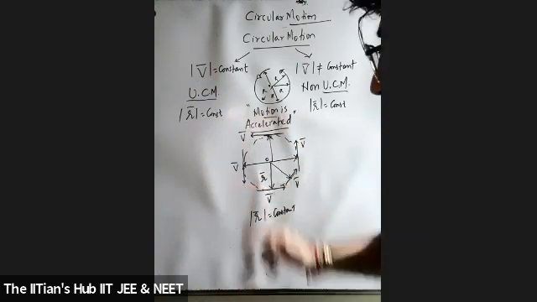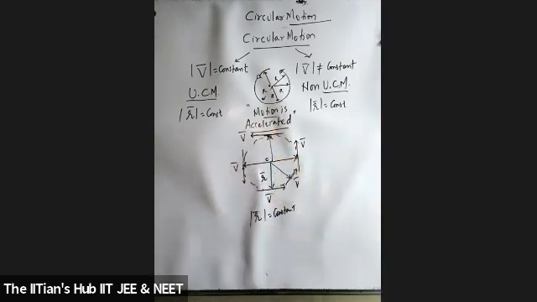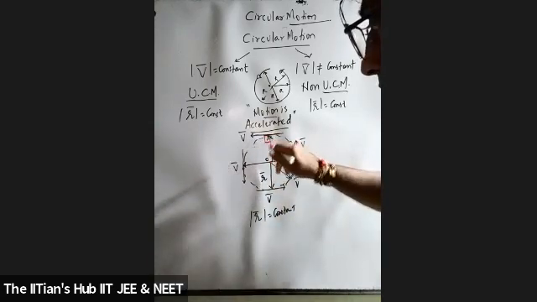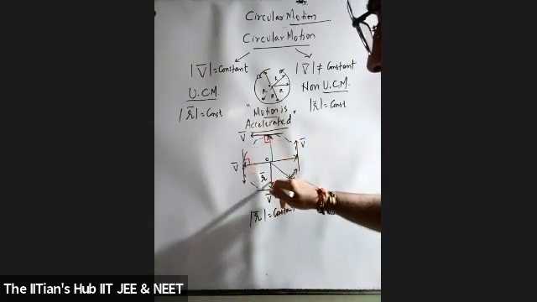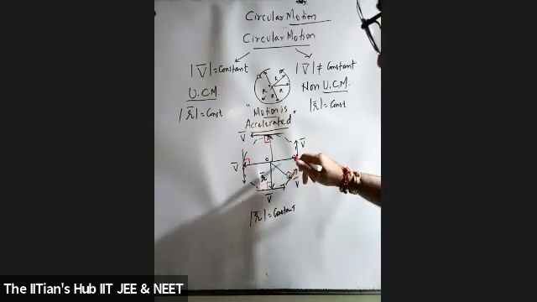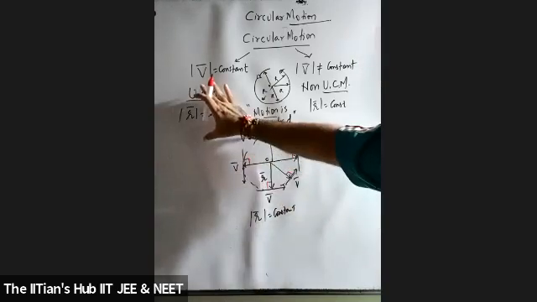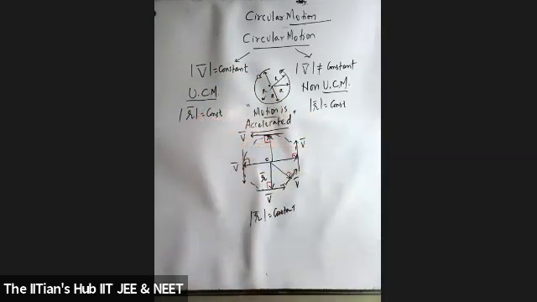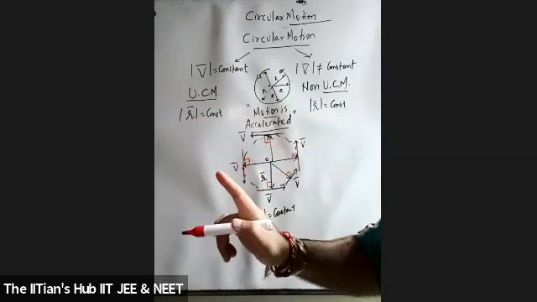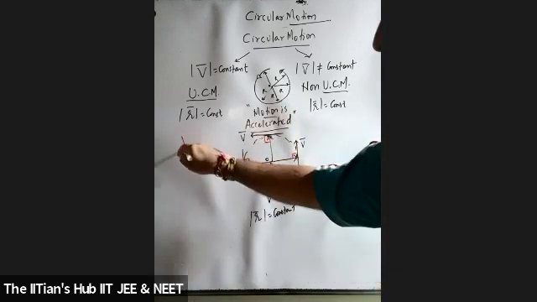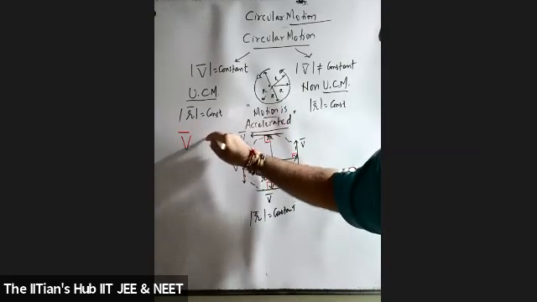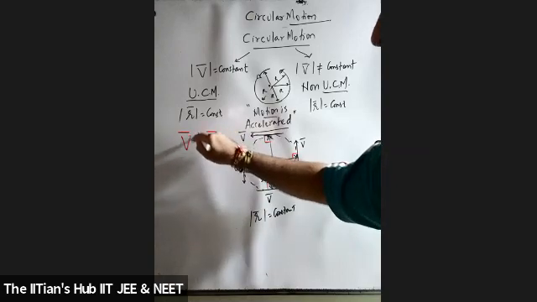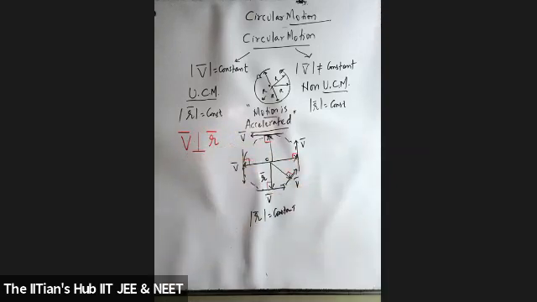Students, at each instant, how are velocity and position vector? Velocity and position vector are mutually perpendicular all the time. So for uniform circular motion, speed remains constant, magnitude of position vector remains constant, but your tangential velocity and position vector are mutually perpendicular to each other.